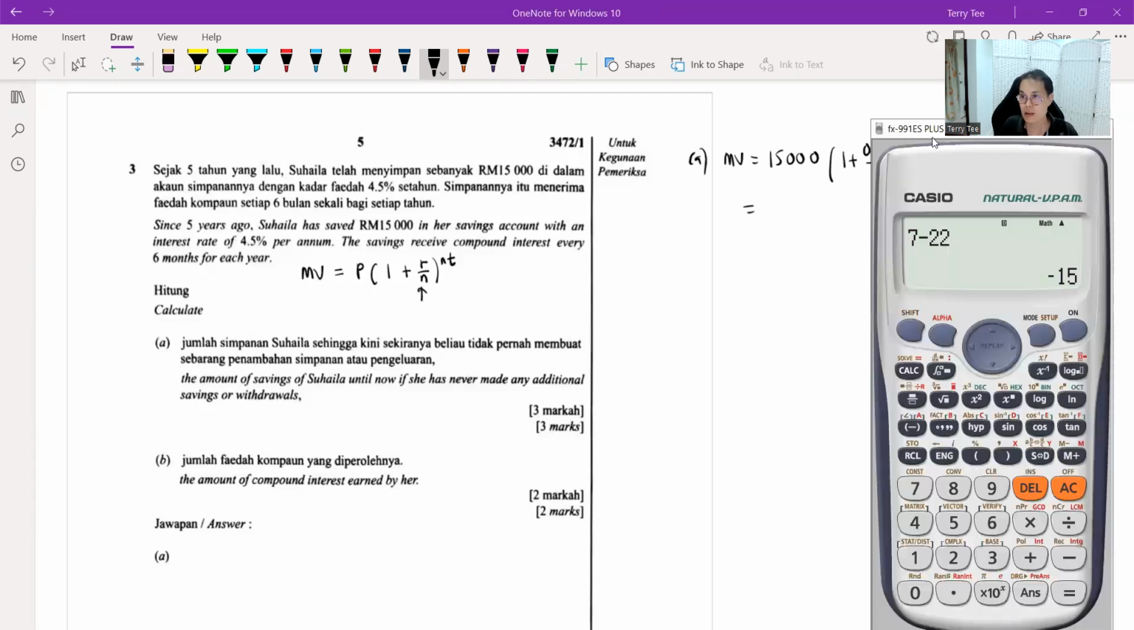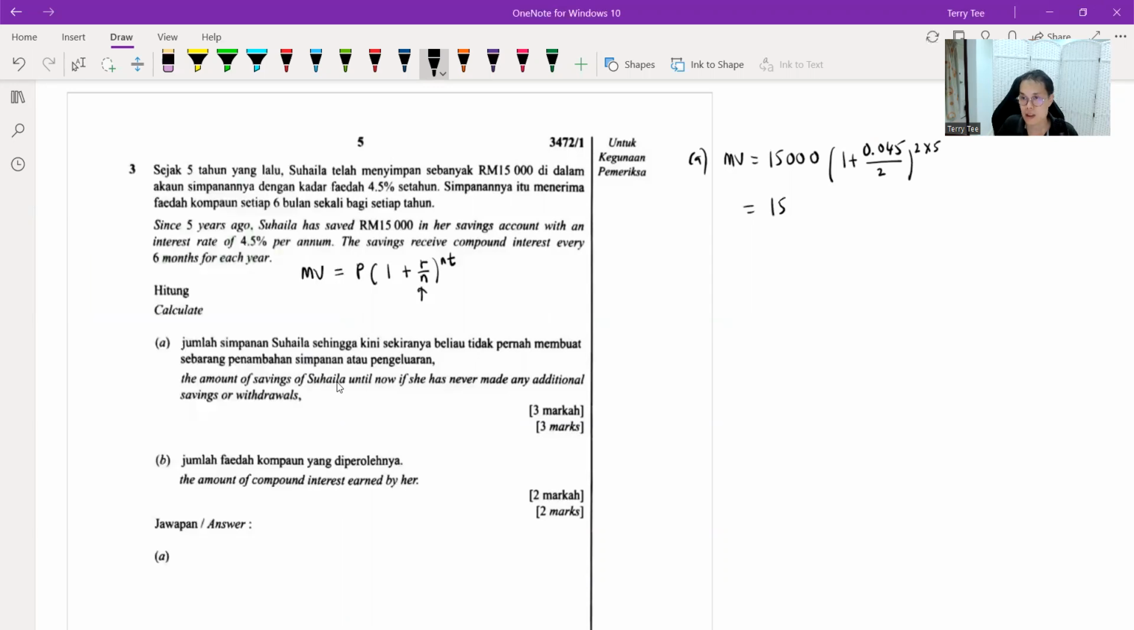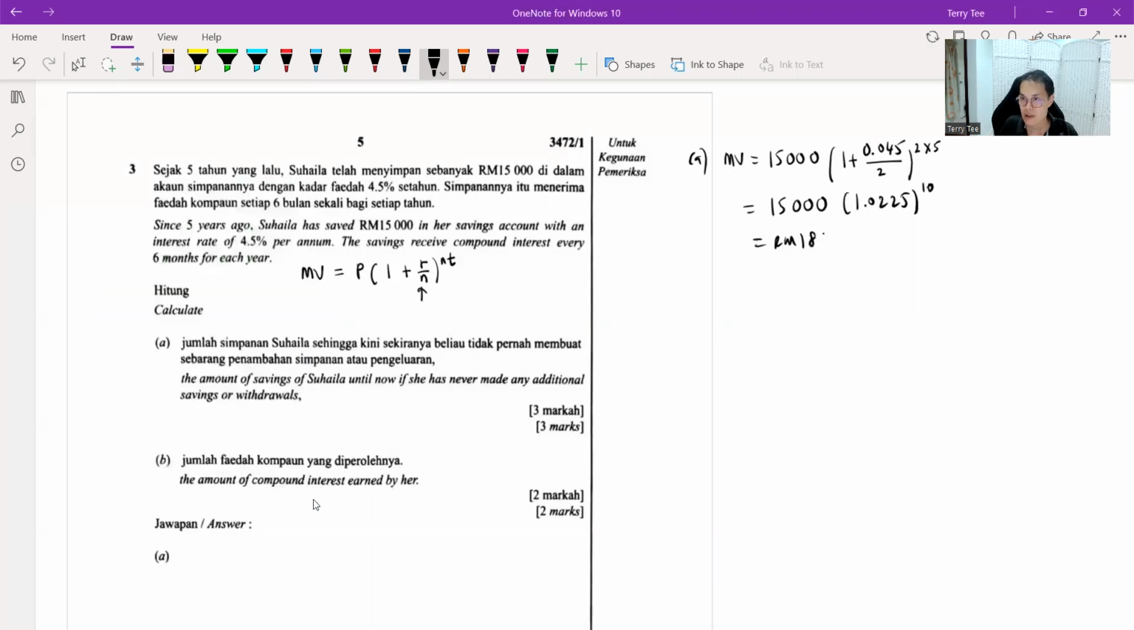So let's just work it out. Okay, let me calculate over here. 1 plus 0.045 over 2. This is going to give us 1.0225. So this is 15,000 times 1.0225 power 10. Okay, if you're lazy, just put the answer there, because this is 1.0225 that we talk about. This is power 10. There you go. I got RM 18,738. Now, notice I didn't use any progression at all, right? Because if you remember this formula, you can just use it directly.